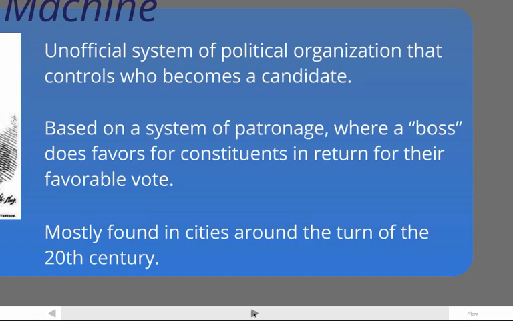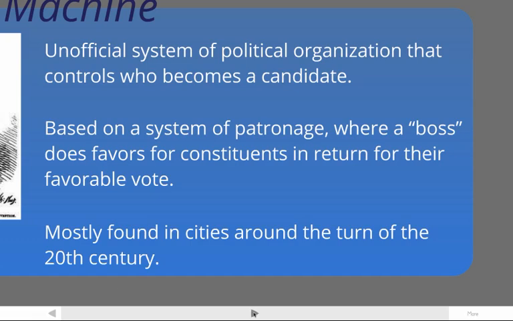So this is basically a system of patronage where the boss does favors for the constituents, or the people that are in the area, or the voters, and they then turn around and vote favorably for the people that the boss wants to be in office. So, for example, if you are a new immigrant to this country and the political boss can get you the paperwork that you need or a job that you may need, then you would turn around and vote for the candidate that boss supports.